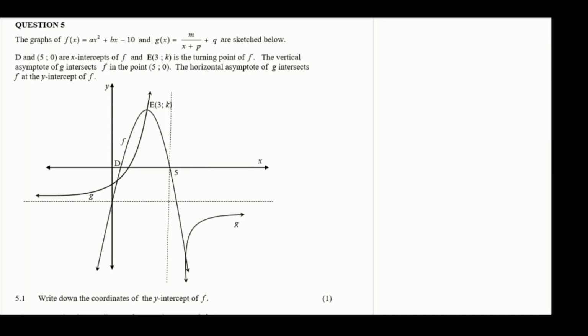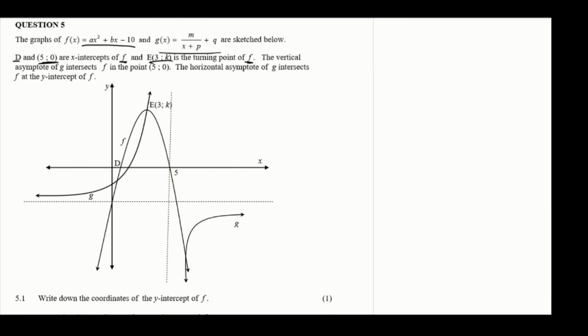Okay, so this is question 5. We're given a graph of f of x, which is equal to ax squared plus bx minus 10, and we're also given the graph of g of x, which is m over x plus p, plus q. So we have a parabola and a hyperbola, and we're also given a point of 5 and 0, and we're also given d. We are told that those 2 points are actually x-intercepts of f, and e is a turning point of f, which is 3 and k.